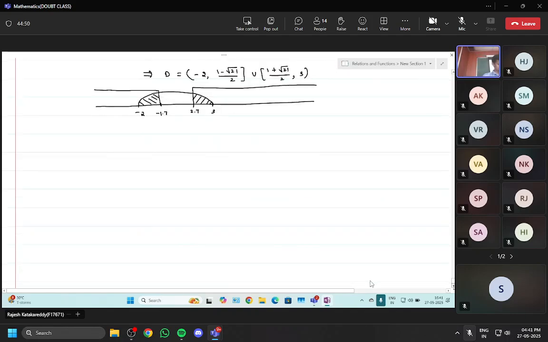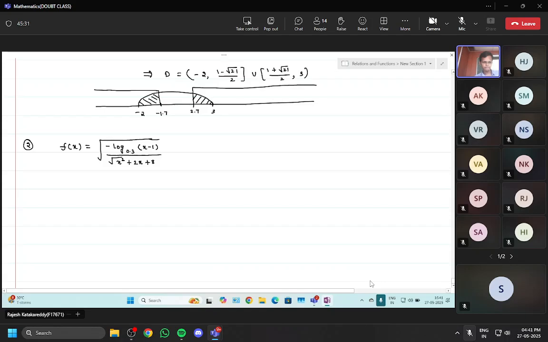Same exercise. In the second problem, what is there? Square root. In the square root, there is minus log base 0.3 of x minus 1 divided by, inside, again another square root of x square plus 2x plus 8.